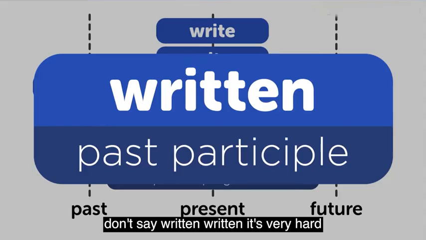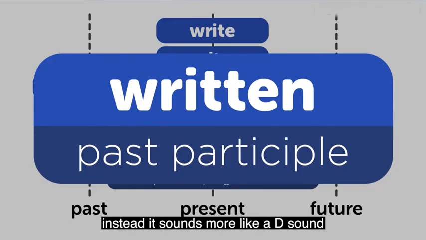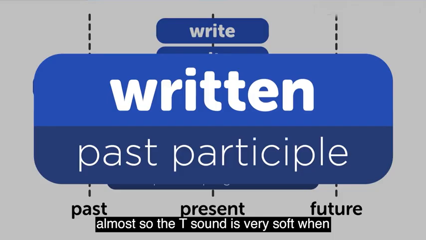We don't say all the T sounds. It's very hard to say that quickly, so we use a shortened pronunciation instead. It sounds more like a D sound almost, so the T sound is very soft. When you're speaking, try to use the shortened pronunciation. So, one extra pronunciation point for this verb.